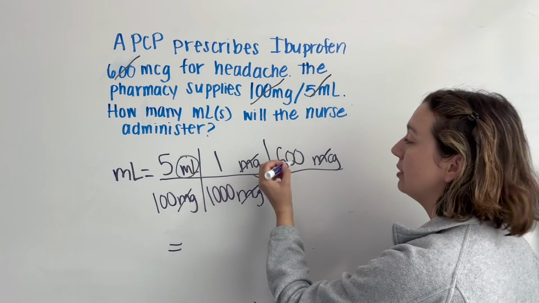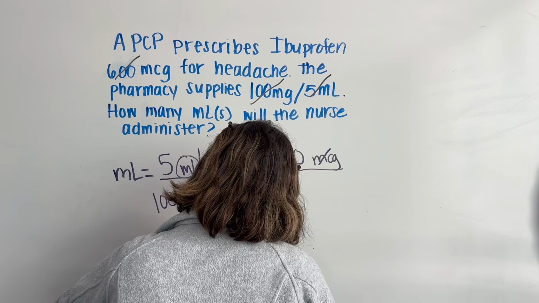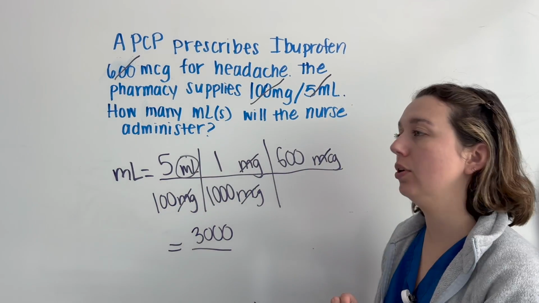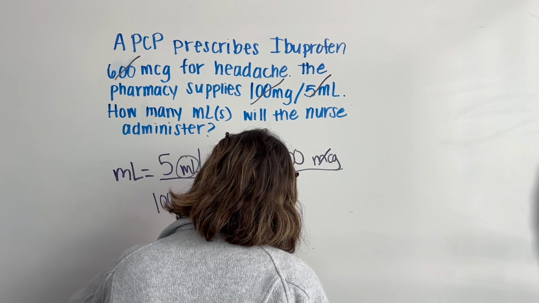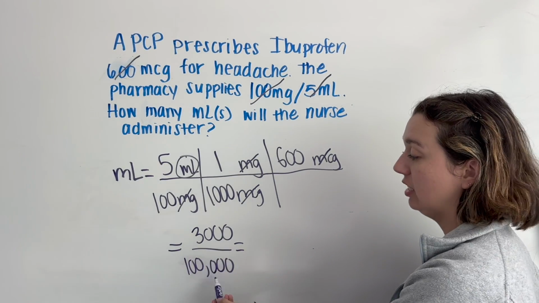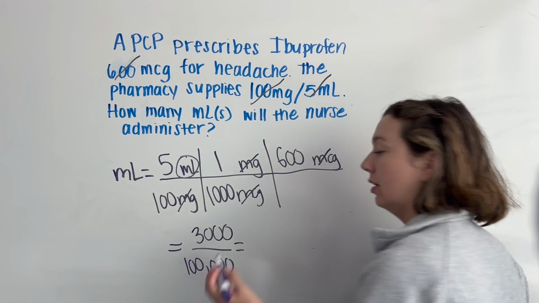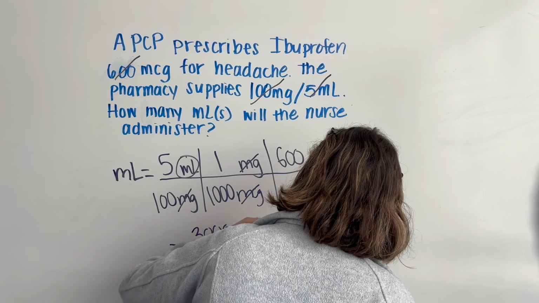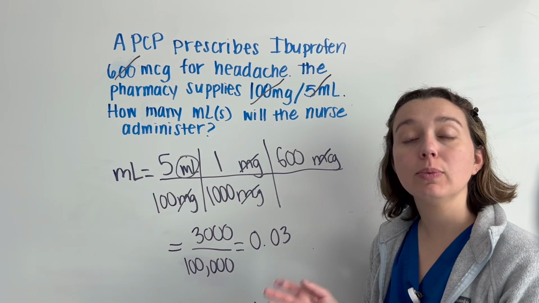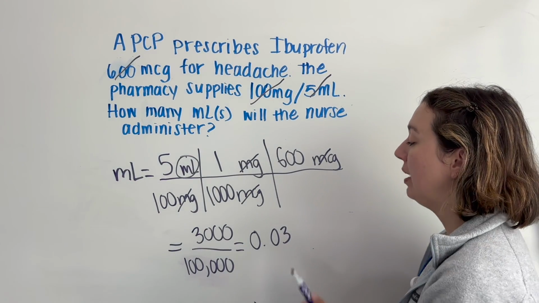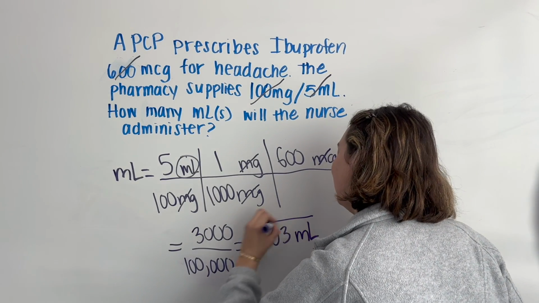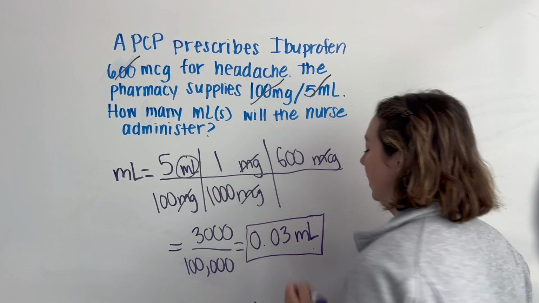5 times 1 times 600 equals 3,000. And then 100 times 1,000 equals 100,000. Then we need to divide 3,000 by 100,000. And that equals 0.03. This problem doesn't ask what we need to be rounding to, so we're just going to keep it as 0.03 mLs. And that's our answer.